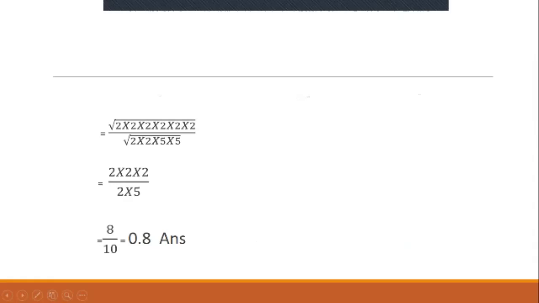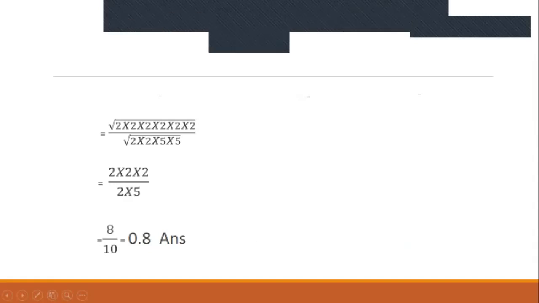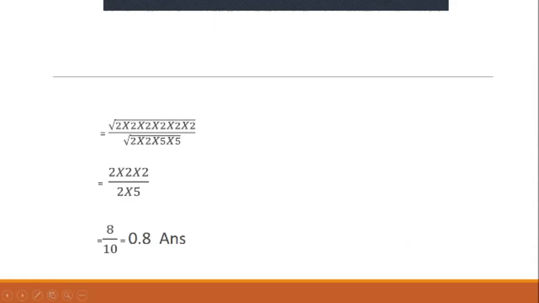2 multiplied by 2 is 2 square, square and under root cancel each other, remaining term is 2. In the denominator, 2 multiplied by 2 is 2 square, square and under root cancel each other. 5 multiplied by 5 is 5 square, square and under root cancel each other, remaining term is 5.